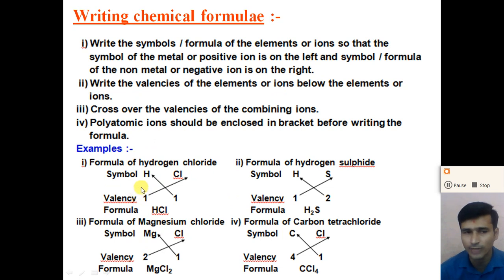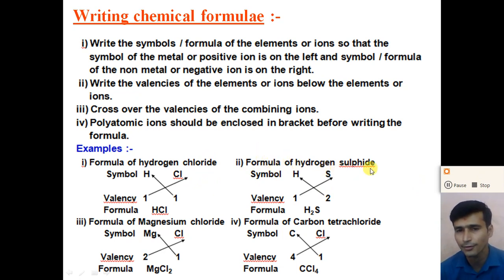The valency of the hydrogen ion is 1 and the valency of the chlorine ion is also 1. Now crossover. Here we cross over the valency of chlorine to hydrogen and the valency of hydrogen to chlorine. Combining the valency of chlorine with hydrogen, we get H1 and Cl1. So we get the formula HCl, because 1 does not need to be written. So now dear students, let us take another example.